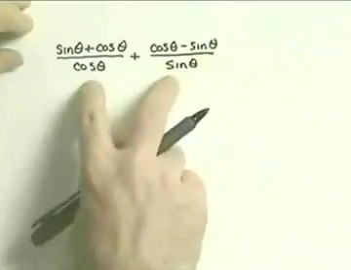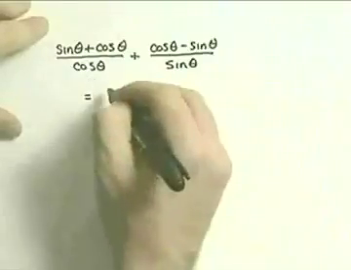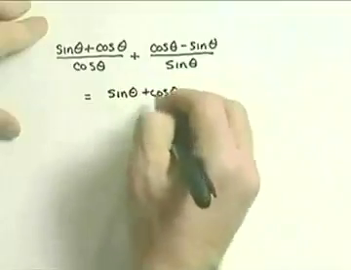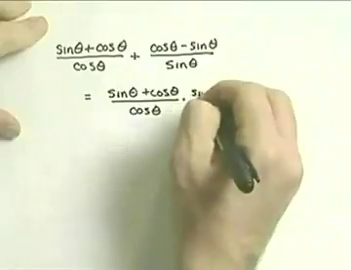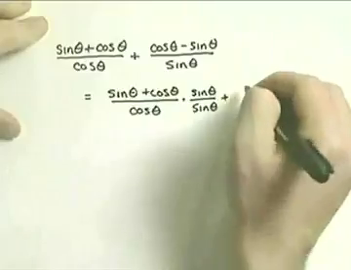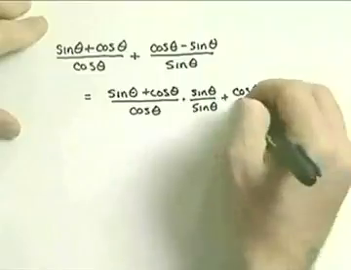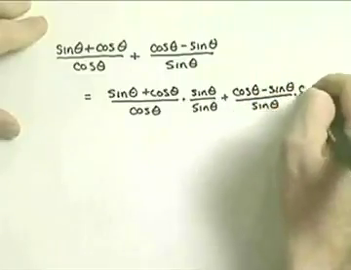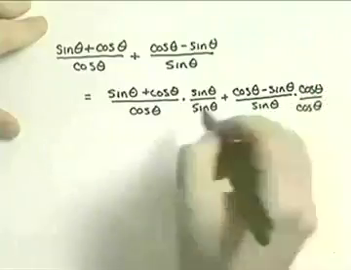What we want to do here is write these expressions over a common denominator. So, in the first expression, sine of theta plus cosine of theta over cosine of theta, I'm going to multiply by sine theta divided by sine of theta. And in the second expression, cosine of theta minus sine of theta over sine of theta, there I'm going to multiply by cosine of theta over cosine of theta.